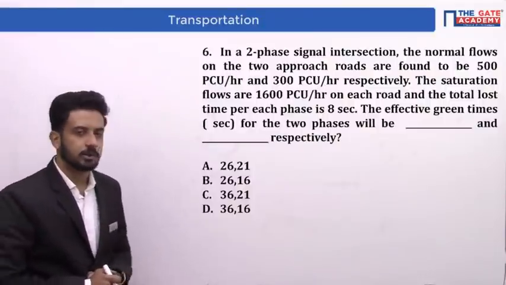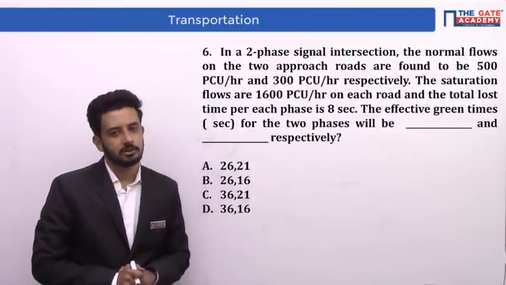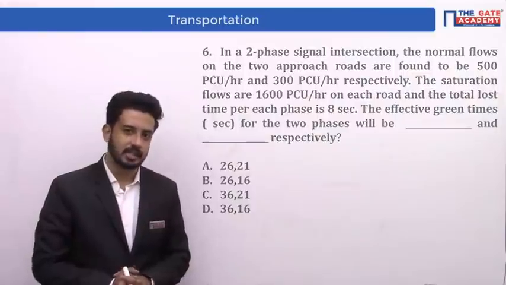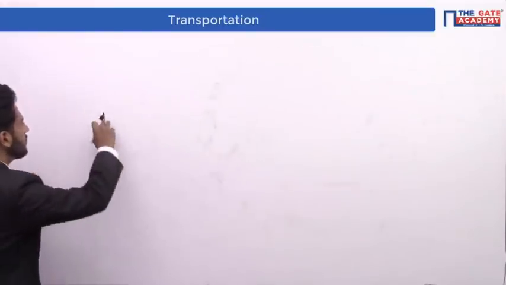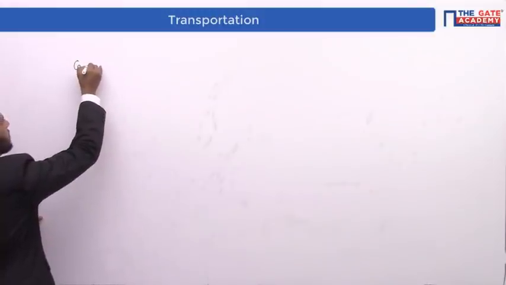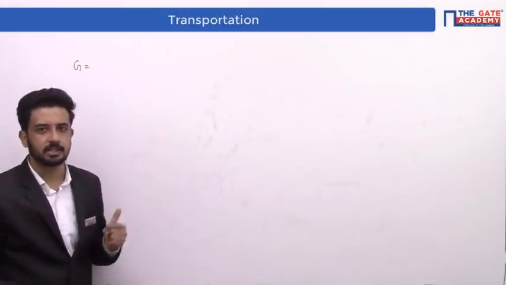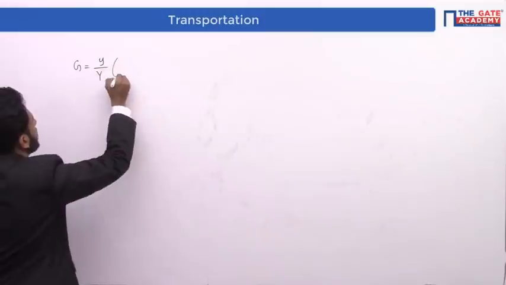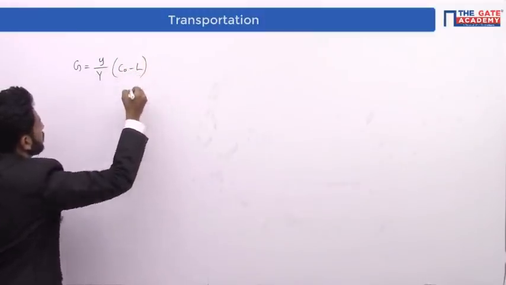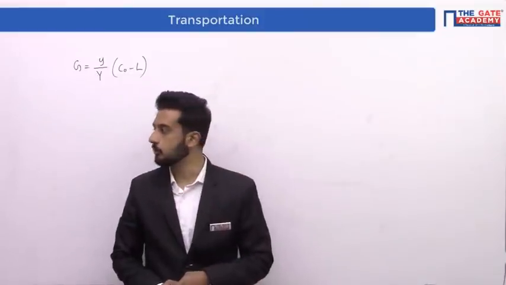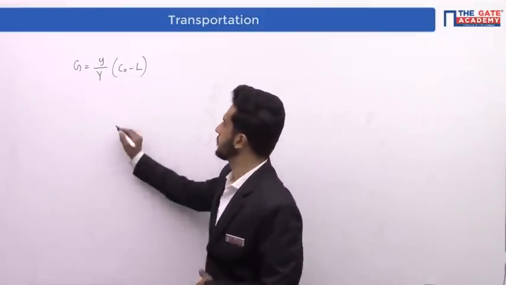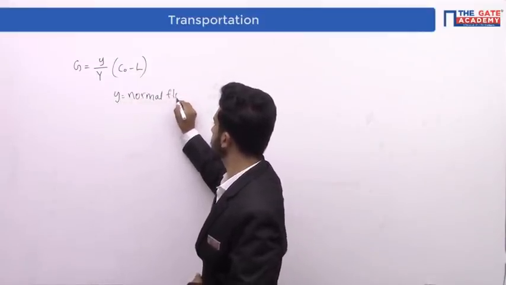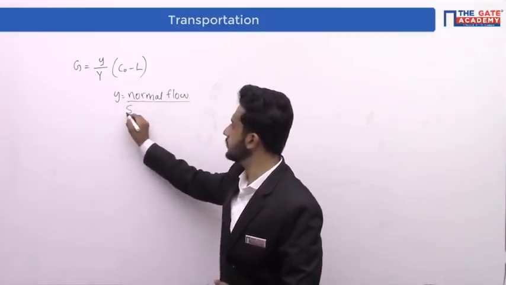In order to solve that question, primarily we have to know the equation for finding the effective green time, correct? What is the equation for finding the effective green time? I am representing it as G. So G is equal to y divided by capital Y into C naught minus L. Correct? What is that small y? It is the ratio of normal flow to saturation flow.